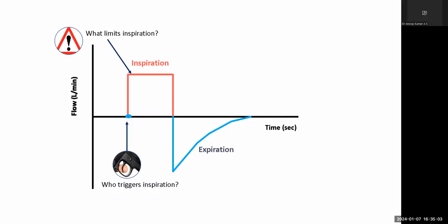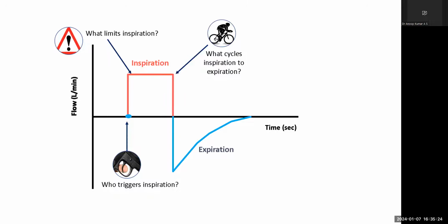Whereas in a pressure controlled breath, suppose you want a pressure control of 20, you keep it at 20, but the volume depends on the lung compliance. So that is varying. So that is how the breath is getting limited.